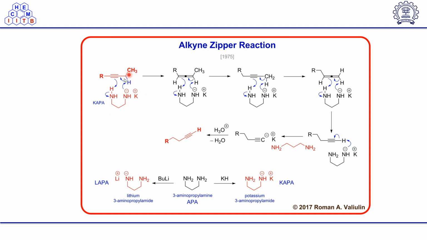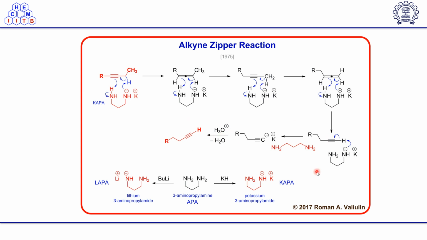So in this internal alkyne, this proton will be abstracted by this KAPA, and this will take a proton to give this allene derivative. Then again the same thing will happen. The next proton will be taken by this, and this will attack on this alkene and take this hydrogen from here, then again allene, and then again it will convert into the terminal alkyne, and then this proton finally will be taken up by this base, that is KAPA, and which is hydrolyzed to get this terminal alkyne.